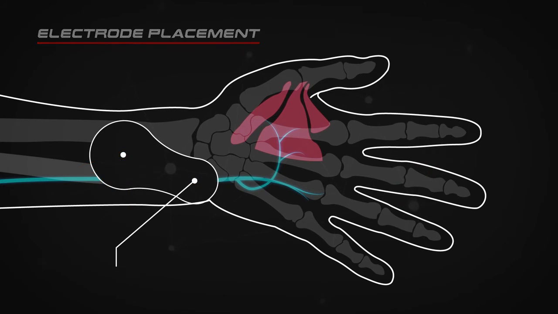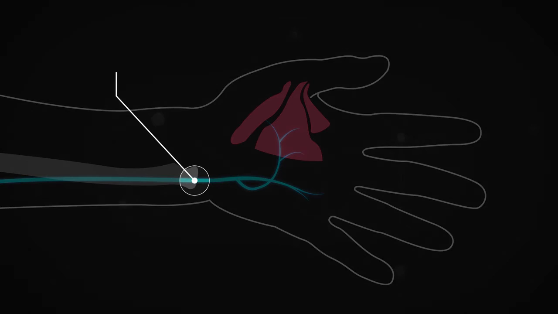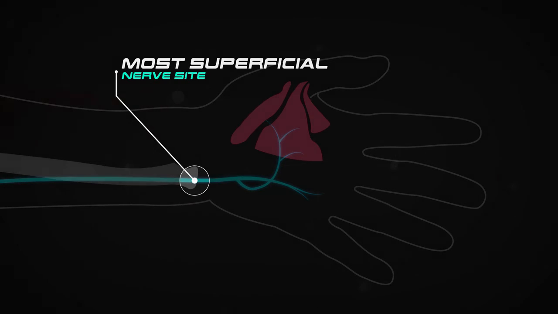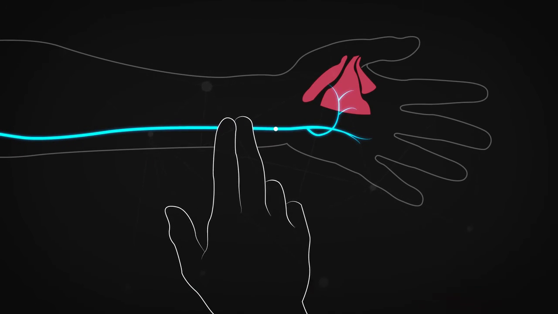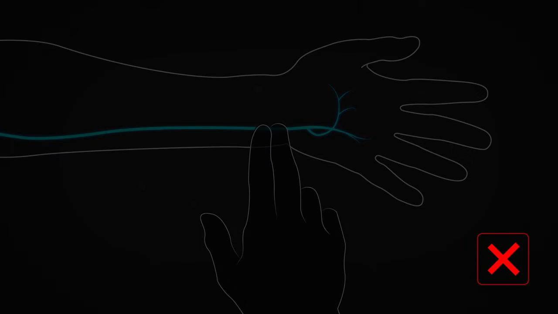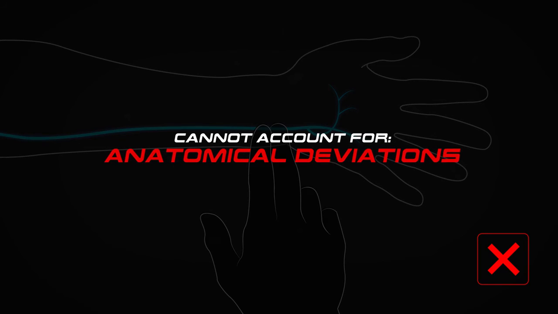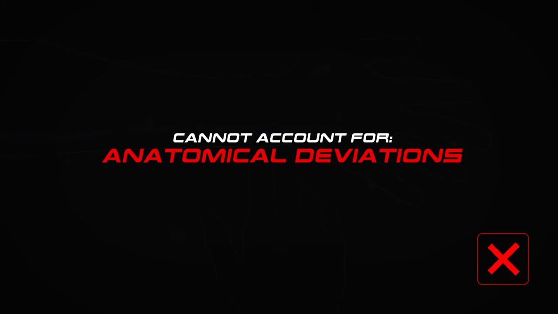More specifically, the cathode or black electrode needs to be placed on the most superficial aspect of the chosen nerve site. In clinical practice, an anatomical estimation is usually made about the most superficial position of the targeted nerve. This, however, does not account for any anatomical deviations which could affect the variability in the pathway.